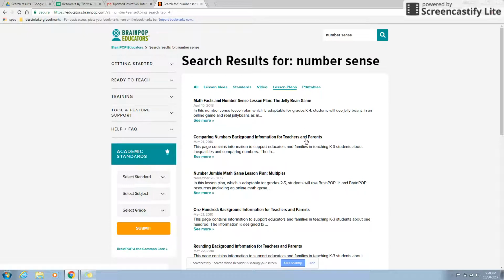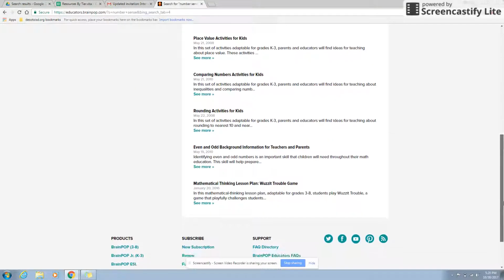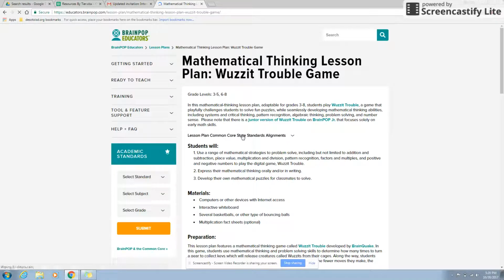Here's why. You'll notice here that it says comparing numbers background information compared to this where it says math, facts, and number sense lesson plan. Those have been mixed in. Okay, so you may want to make sure, you'll see here, this one says rounding activities for kids. But the way that your lesson plan looks could be totally different.